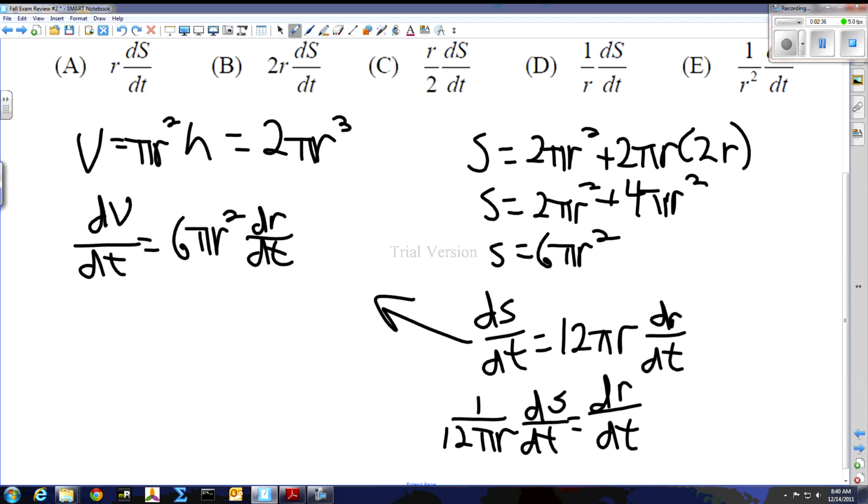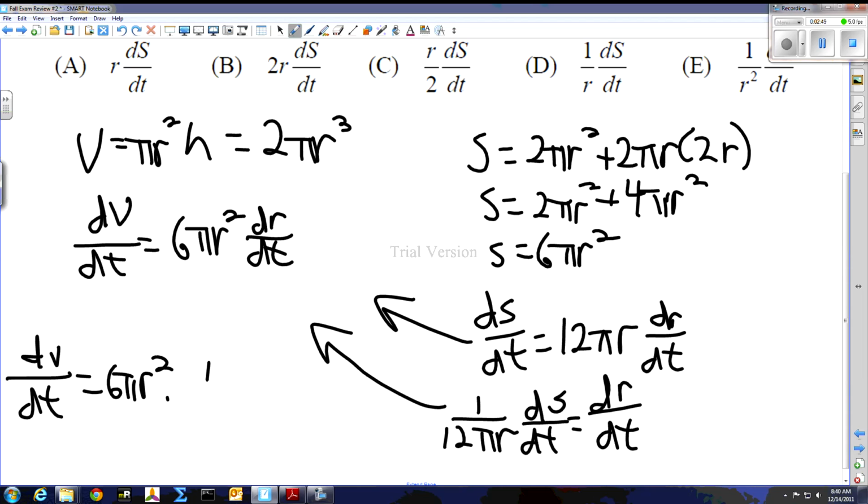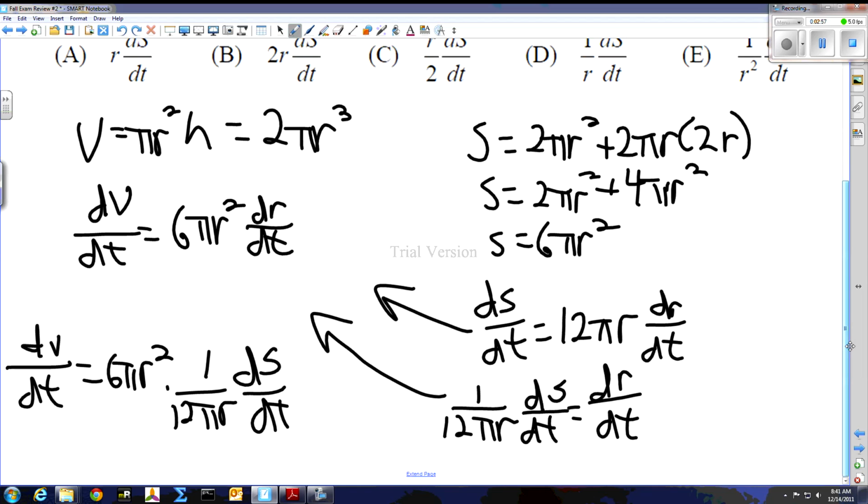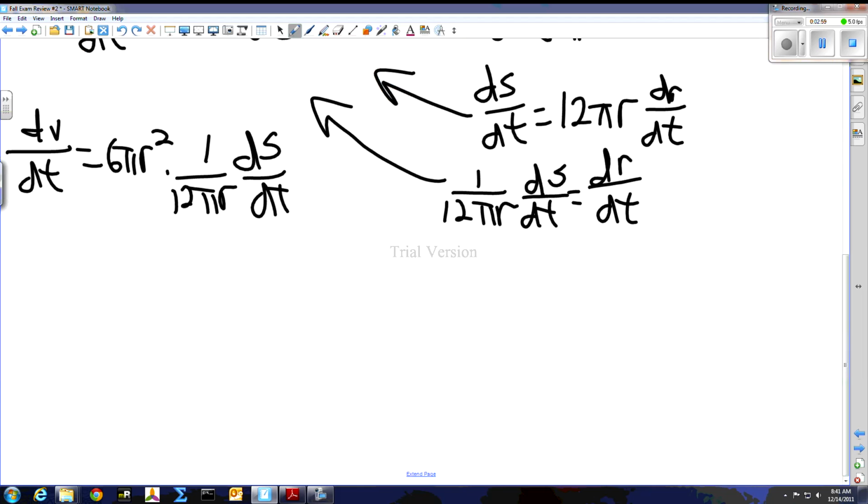So now we're just going to simply take this and substitute in over here, and we get dV over dt equals 6 pi r squared times 1 over 12 pi r ds dt. So we have our ds dt in there.